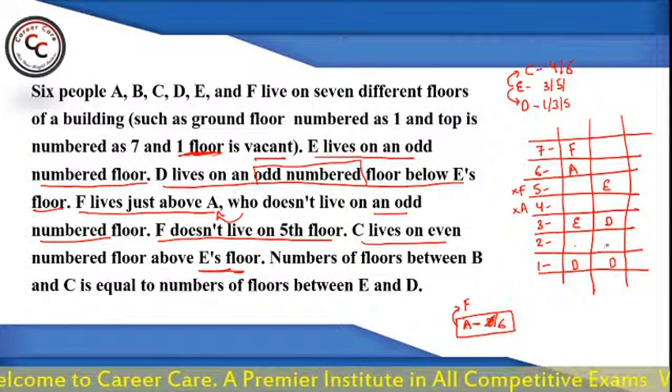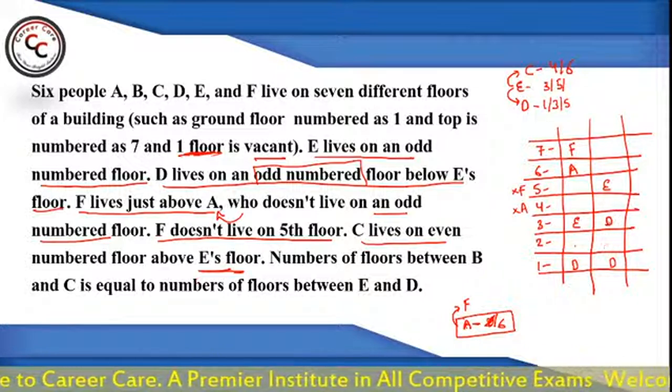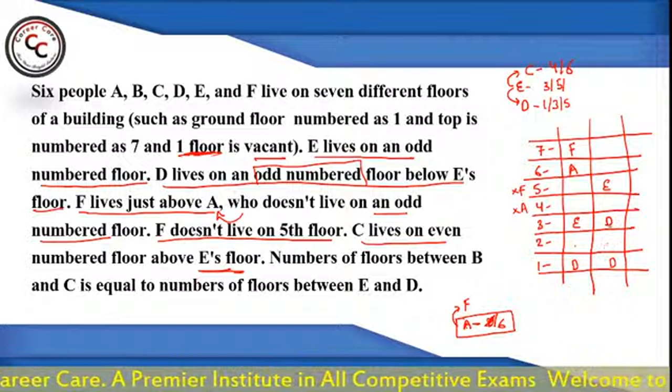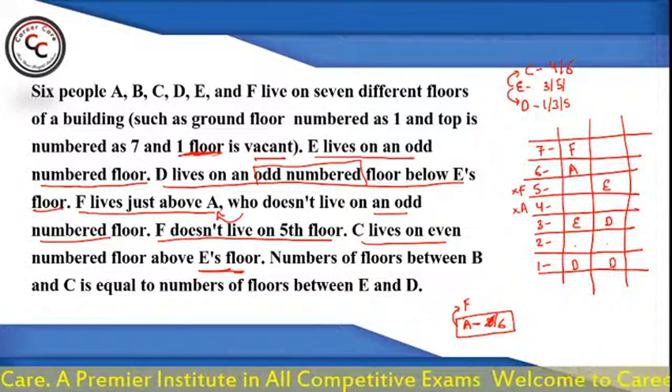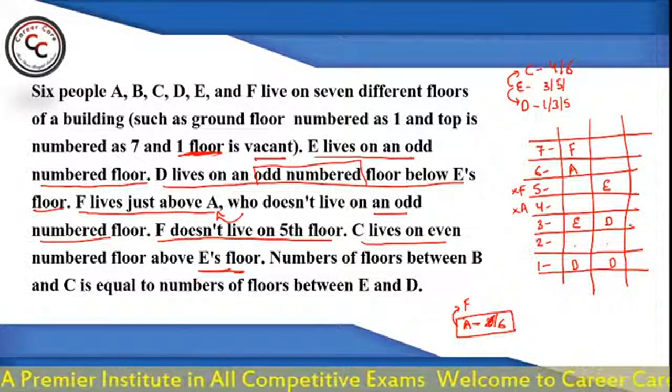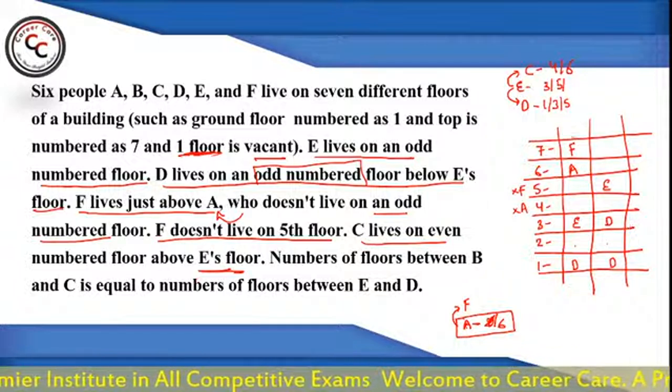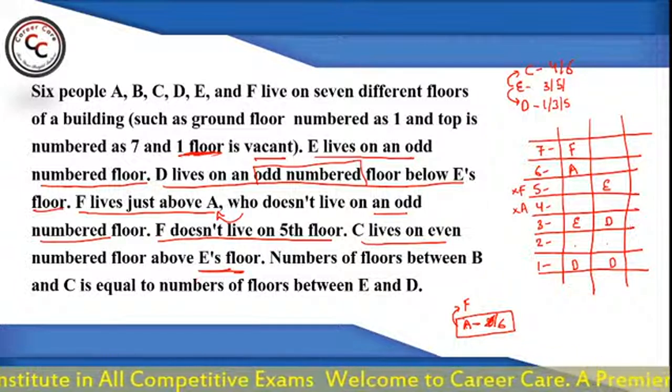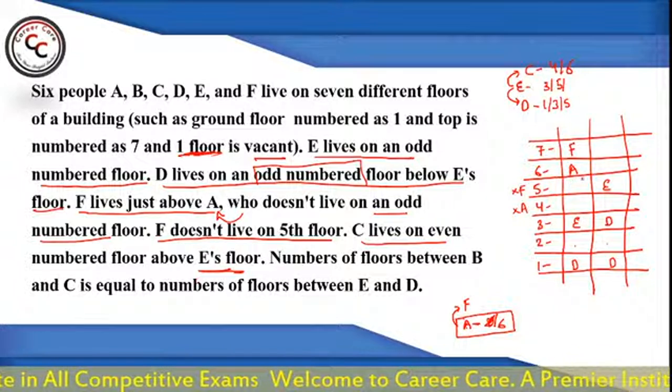Similarly here also, A, F, no chance. There is a chance. Why? Because D can live on third floor or first floor. No idea. Let's see. So this possibility I am getting almost. Let's see whether this is fine. It's okay. Otherwise, we'll go with this possibility.